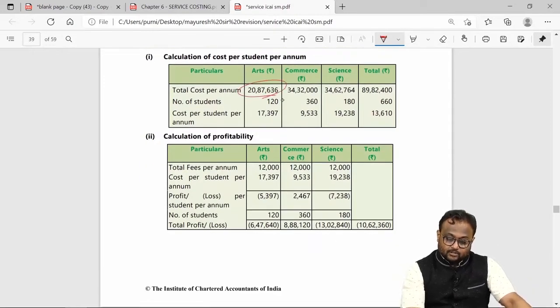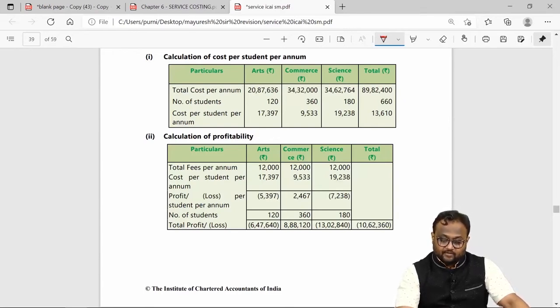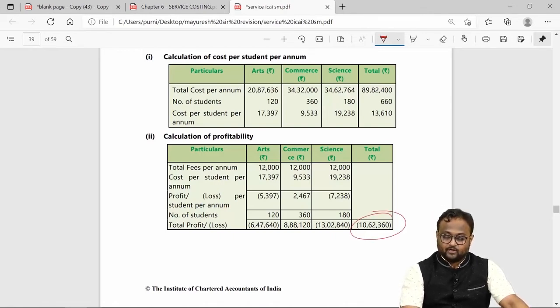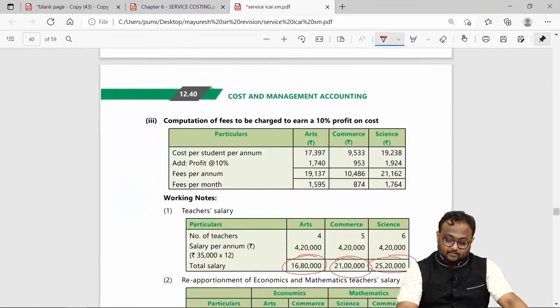We have total cost here. We have number of students. We got the cost per student here. And that total cost is subtracted from total revenue, total fees, to get the profit or loss figure, which is later on multiplied by number of students to know the total profit or total loss. And that gives me the overall figure. Is this part absolutely clear?